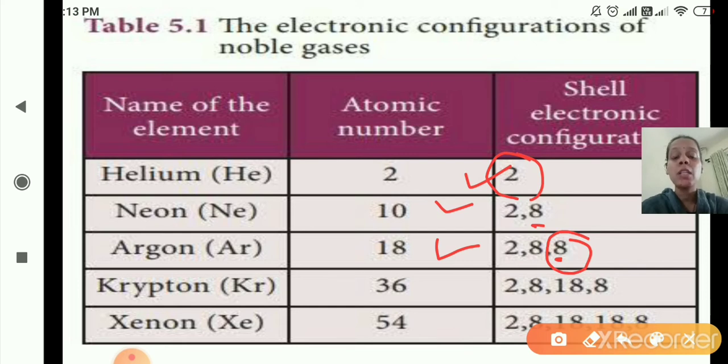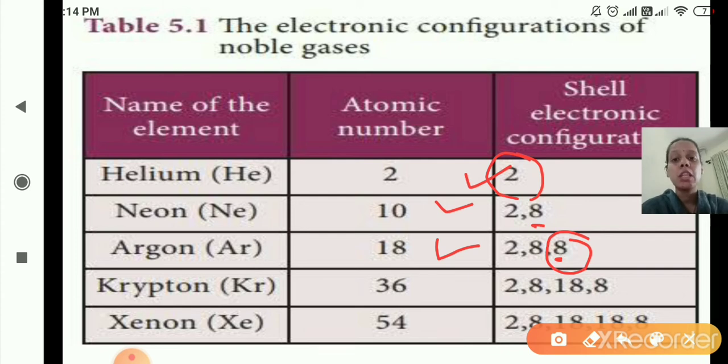Valency depends on the number of electrons present in the outermost shell. If the outermost shell is completely filled, then the valency is 0. Almost all the noble gases have valency 0 because their octet is completed. They have an electron octet, or except helium, all have an electron octet. As you can see here, all have 8 electrons in the outermost shell except helium. Helium has 2 electrons. So helium has an electron duplet.